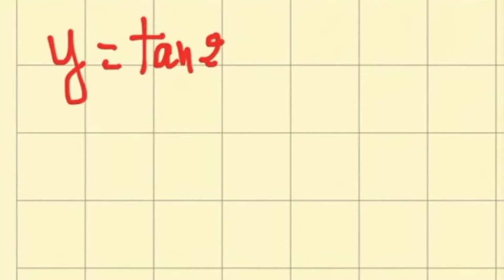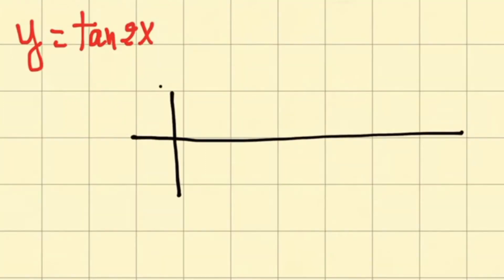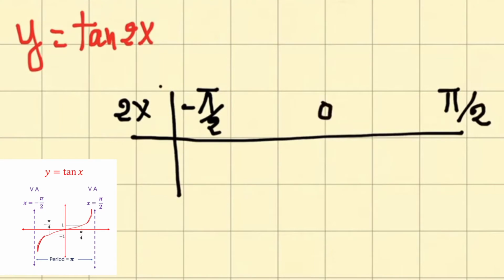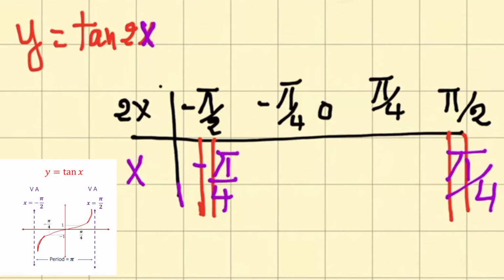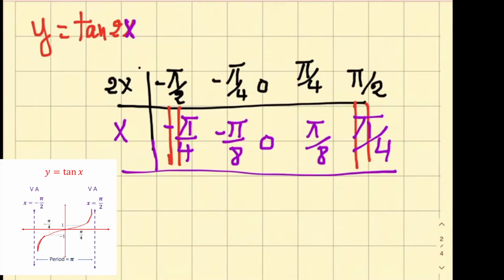Example, y equals tangent 2x, a horizontal compress of scale factor half. A table like this would be helpful. We start with 2x between negative pi over 2 and pi over 2. We include the other main values seen in tangent x. There are two vertical asymptotes at negative pi over 2 and pi over 2 for 2x. To get them for x, we divide by 2, so negative pi over 4 and pi over 4. Divide also by 2 the other main values, and you get everything set for x.